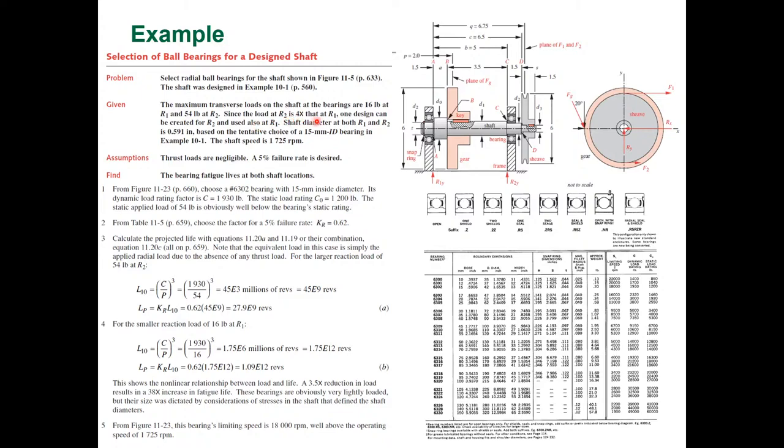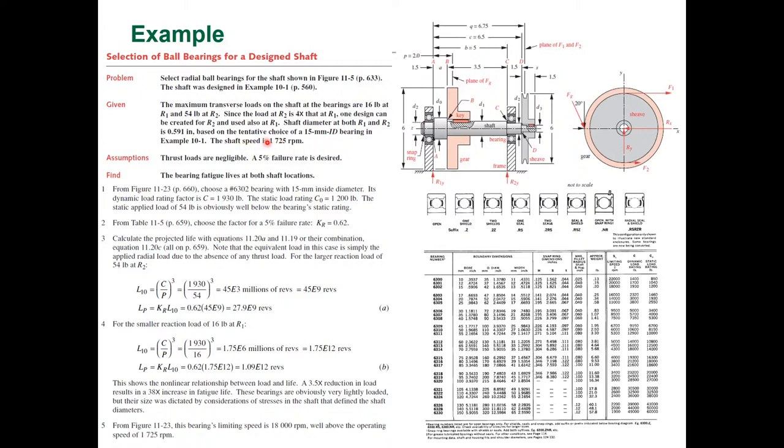Since the load at R2 is 4 times that at R1, one design can be created for R2 and also used for R1. So instead of starting with the weaker bearing, we can design for the heavier load, and then just use that same bearing on the other side. The cost difference shouldn't be so much that using an over-designed bearing is going to be the end of the world. Shaft diameter is the same, 0.591, for both of them, based upon tentative choice, which means we may have to iterate on the design of a 15-millimeter inner diameter bearing.